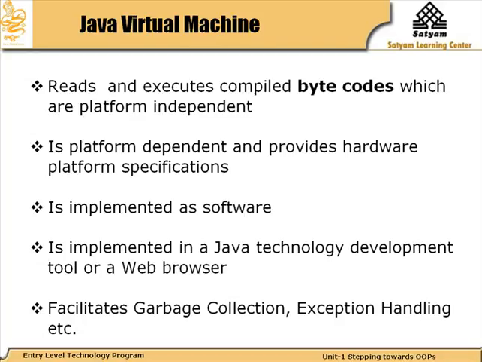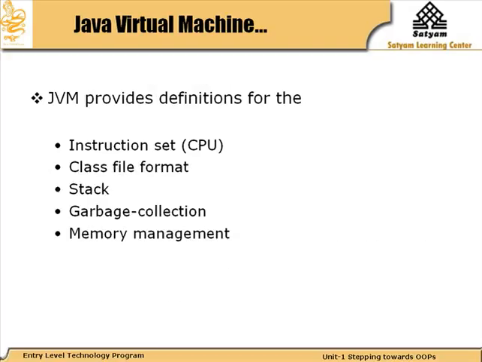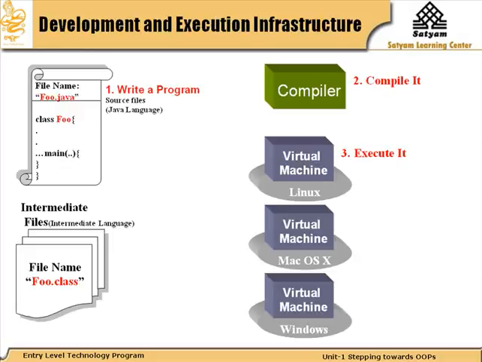Exception handling. Exceptions in Java are similar to exceptions in most other languages. Exceptions are used to handle abnormal program behaviors. The JVM can handle exceptions which are unhandled by a programmer. JVM provides definitions for the instruction set, class file format, stack, garbage collection, and memory management.